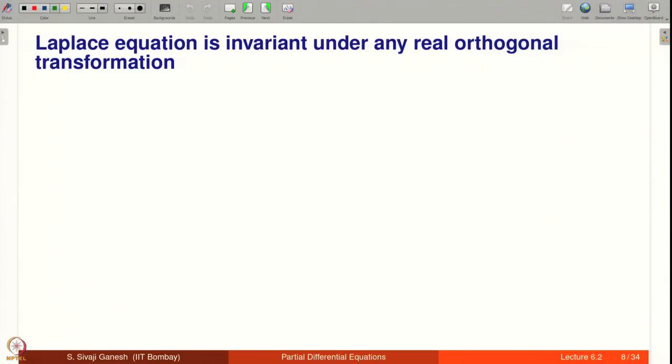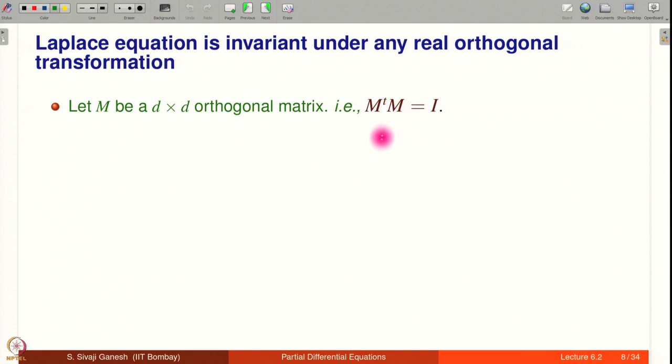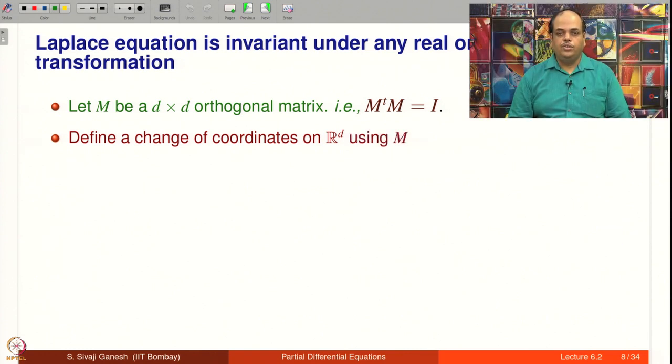The Laplace equation is invariant under any real orthogonal transformation. What does that mean? Let M be a D by D orthogonal matrix, that is, M transpose M equals the identity matrix. Define a change of coordinates on R^D using this orthogonal matrix M. By this, set y = Mx. x is your original coordinate system, you are introducing new coordinates y, y = Mx. Let u be denoted by u(x).